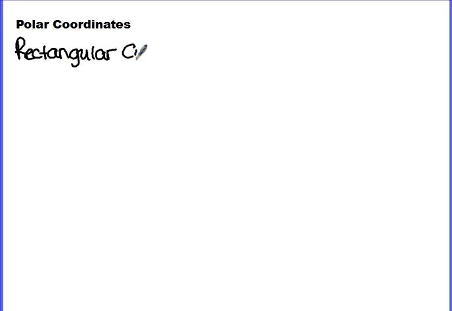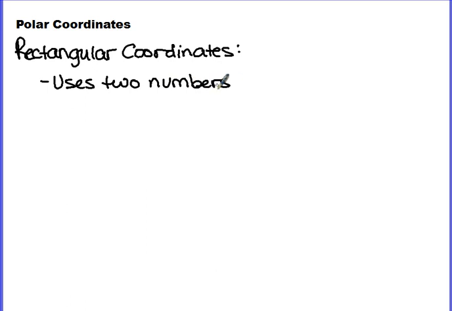Today we're going to work on converting from polar coordinates to rectangular coordinates, but before we do that, we need to talk about the two different ways to describe the location of the points. The first one is using rectangular coordinates. A rectangular coordinate uses two numbers. The first number tells us the distance of the point to the left or to the right of the origin.